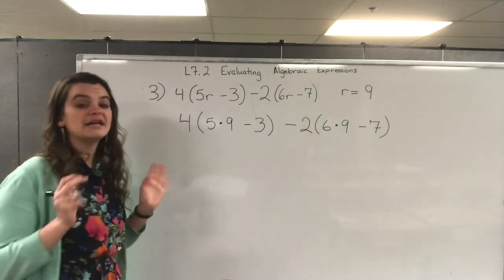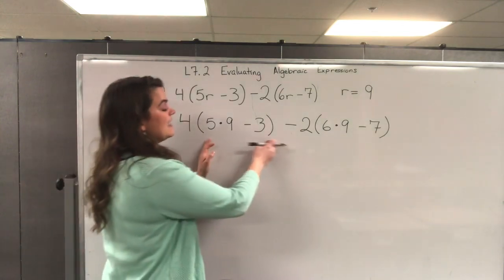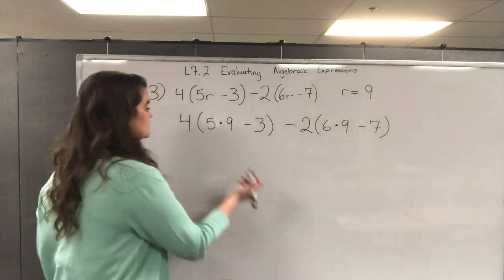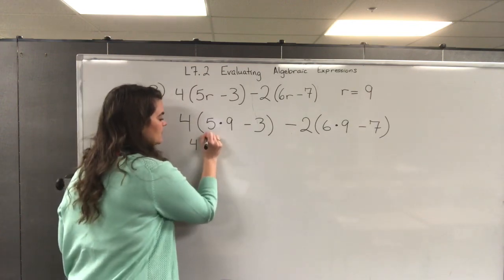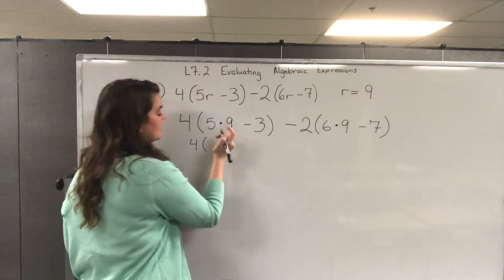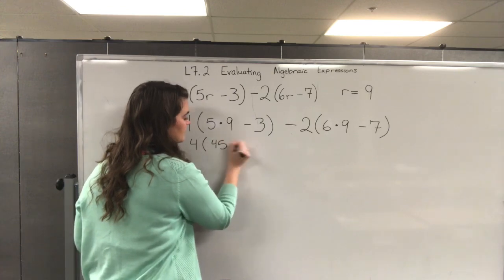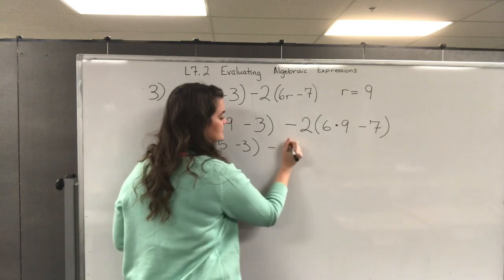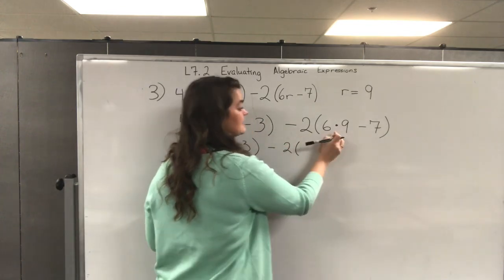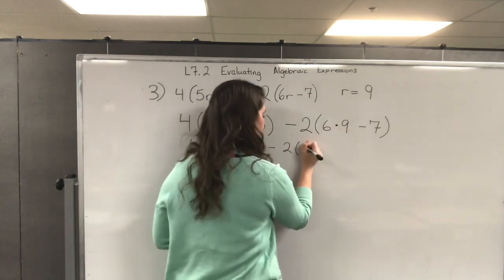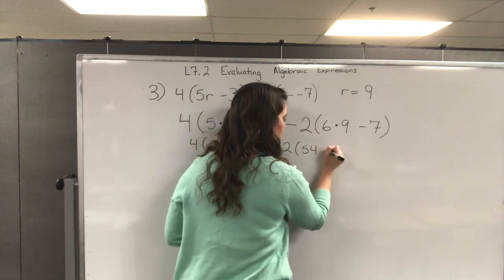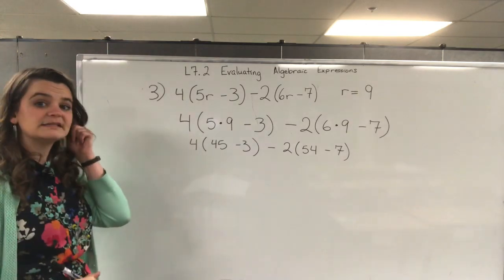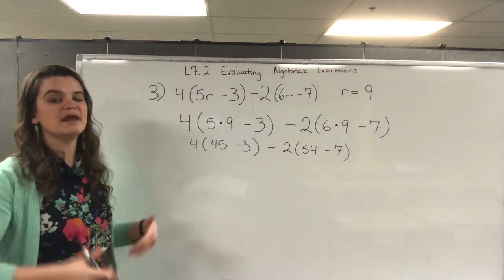Okay, now I know I need to do my parentheses first, and inside each of my parentheses, I need to do my multiplication first. So my next step, 4 parentheses 5 times 9 is 45, minus 3 parentheses minus 2 parentheses 6 times 9 is 54 minus 7 parentheses. Okay, so now I check back at the top of my order of operations again.